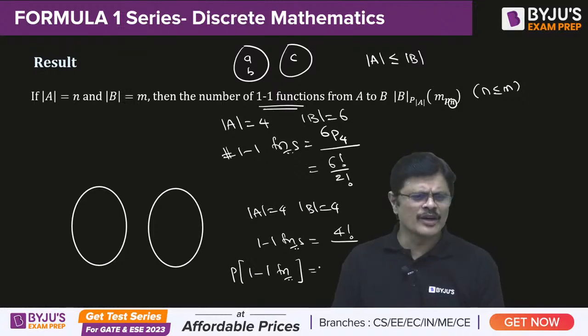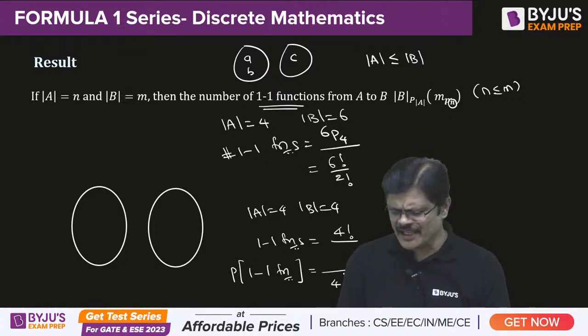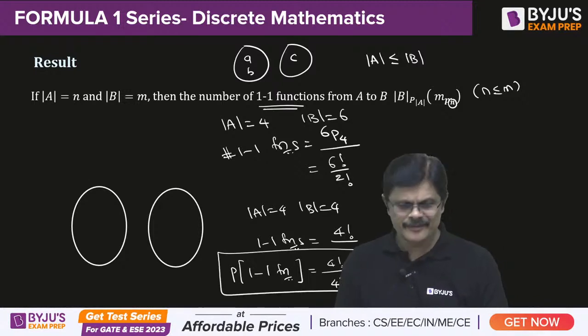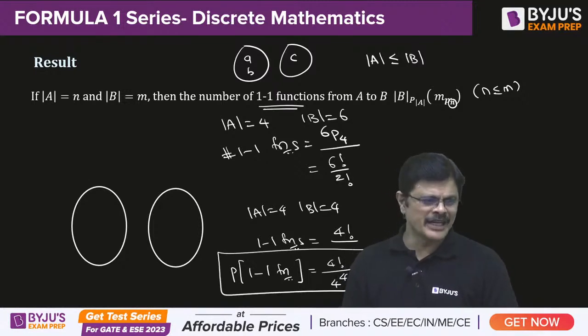Yeah, less than or equal to m, na? So, how many functions are there? 4 power 4. This is 4 factorial. So, that would be the answer.